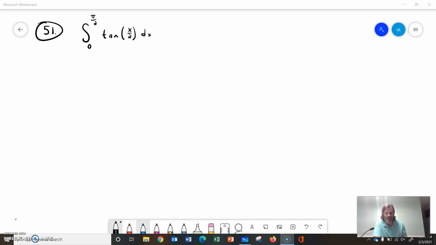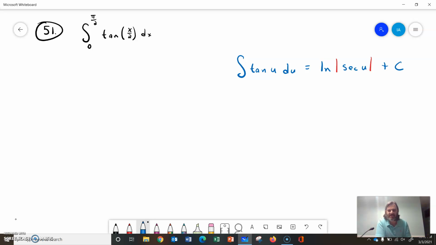So what we're going to use is the tangent integration rule, which is the integral of the tangent of u du. And that's going to give us the natural log of the absolute value of secant u plus c. Okay, well, in this case, since we have endpoints, we won't have that plus c, but that's the idea.